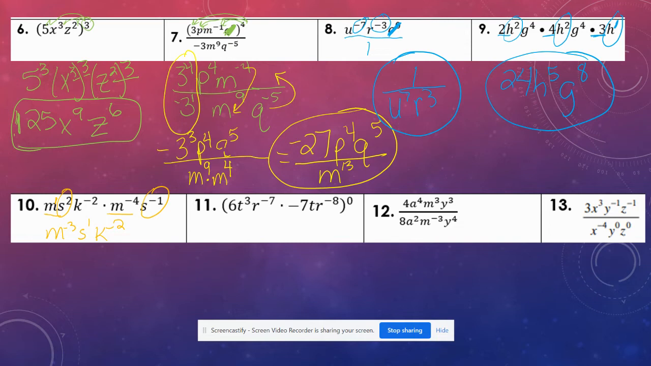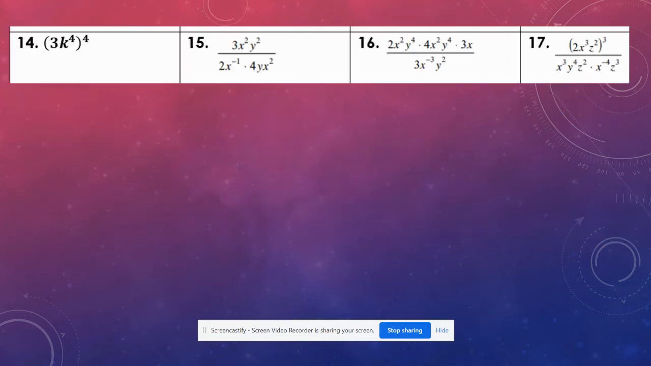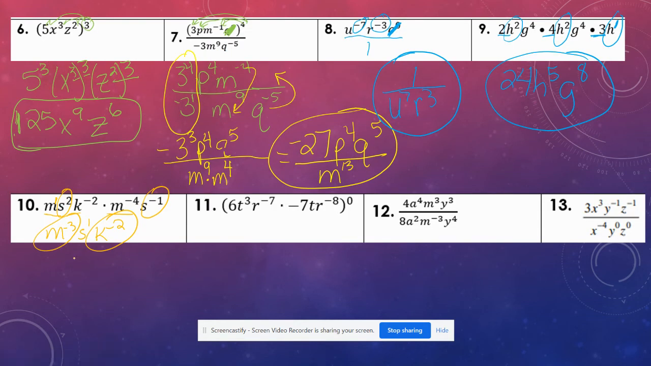Remember, we can never leave negative exponents in our answer. So the m to the negative third and the k to the negative second have to drop to the bottom. So the s stays where it's at. We do the reciprocal of the m to the third and the reciprocal of the k squared. And so this would be our final answer.